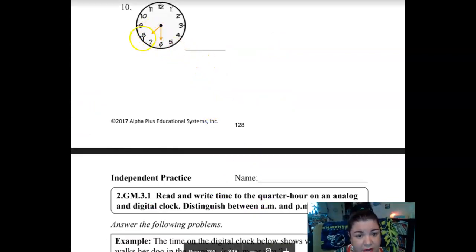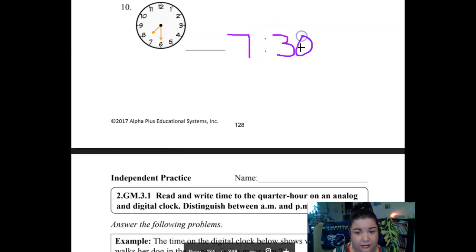So the hour hand is between the 7 and the 8, and the minute hand is on the 6. So what time does that make it? Write it on your whiteboard, pause the video, and then come back and check your answer. So pause now. Okay, so it's between the 7 and 8, so that makes it 7. And then the minute hand is on the 6, and that makes it 30.